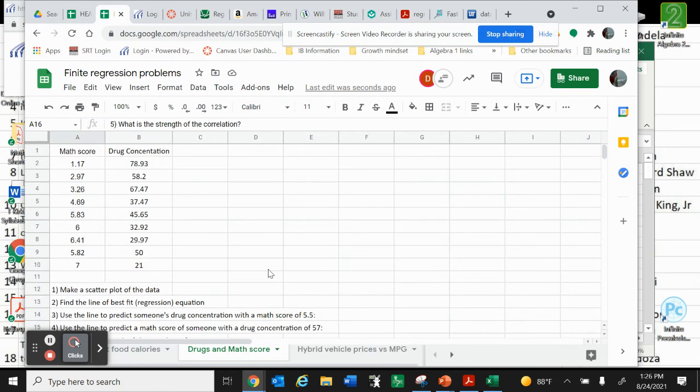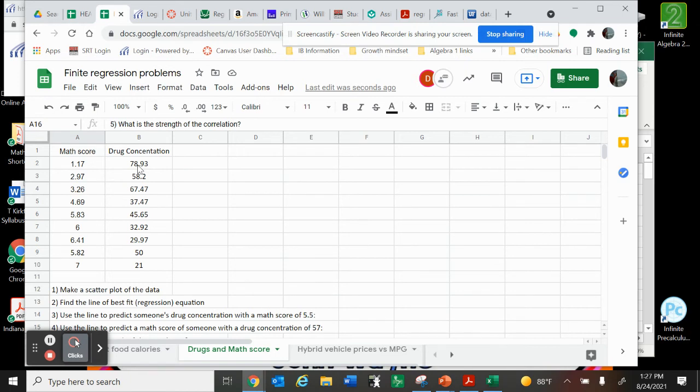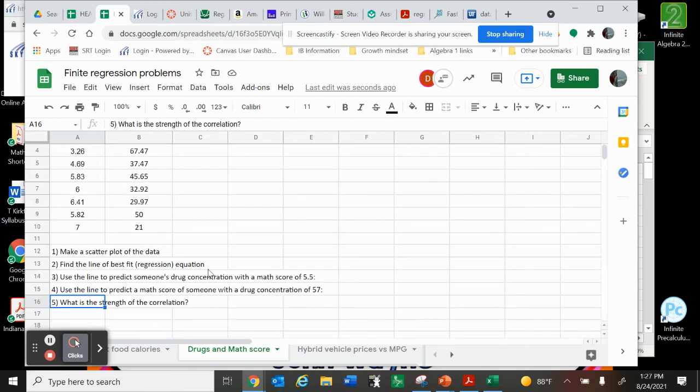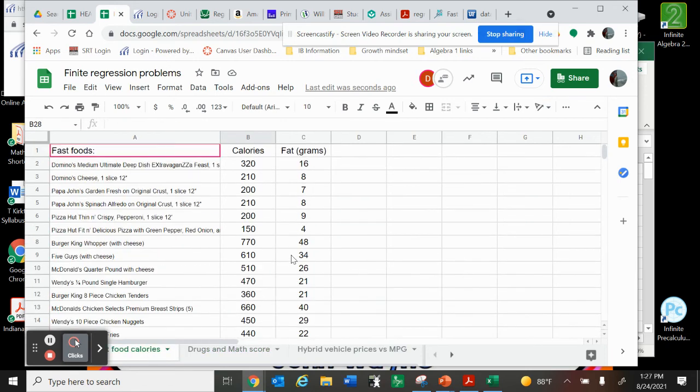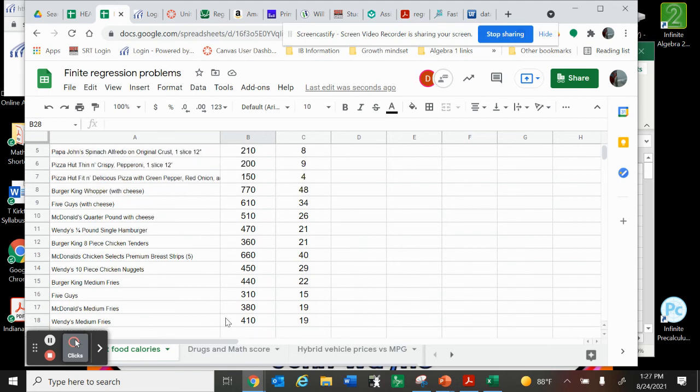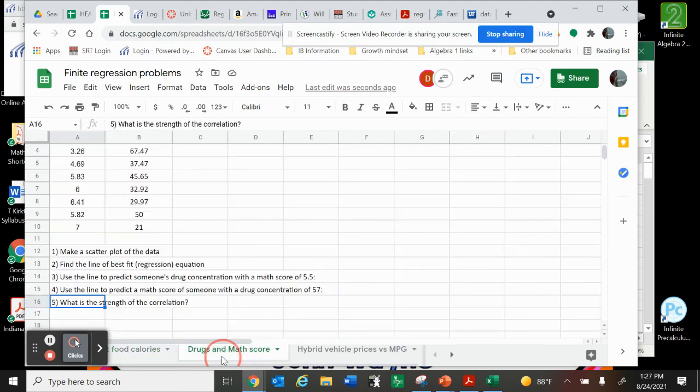There's one of them that is drug concentration and the score on a math test. I got this data off of a data site, so I don't know what drug they were testing for, but these were the average math scores, and then the percentage of that drug that was in their system. So you're going to find that and use it to predict and answer some of those questions. The other thing that you might think about is, is the correlation positive or negative? This was a positive correlation. It was getting bigger from left to right.